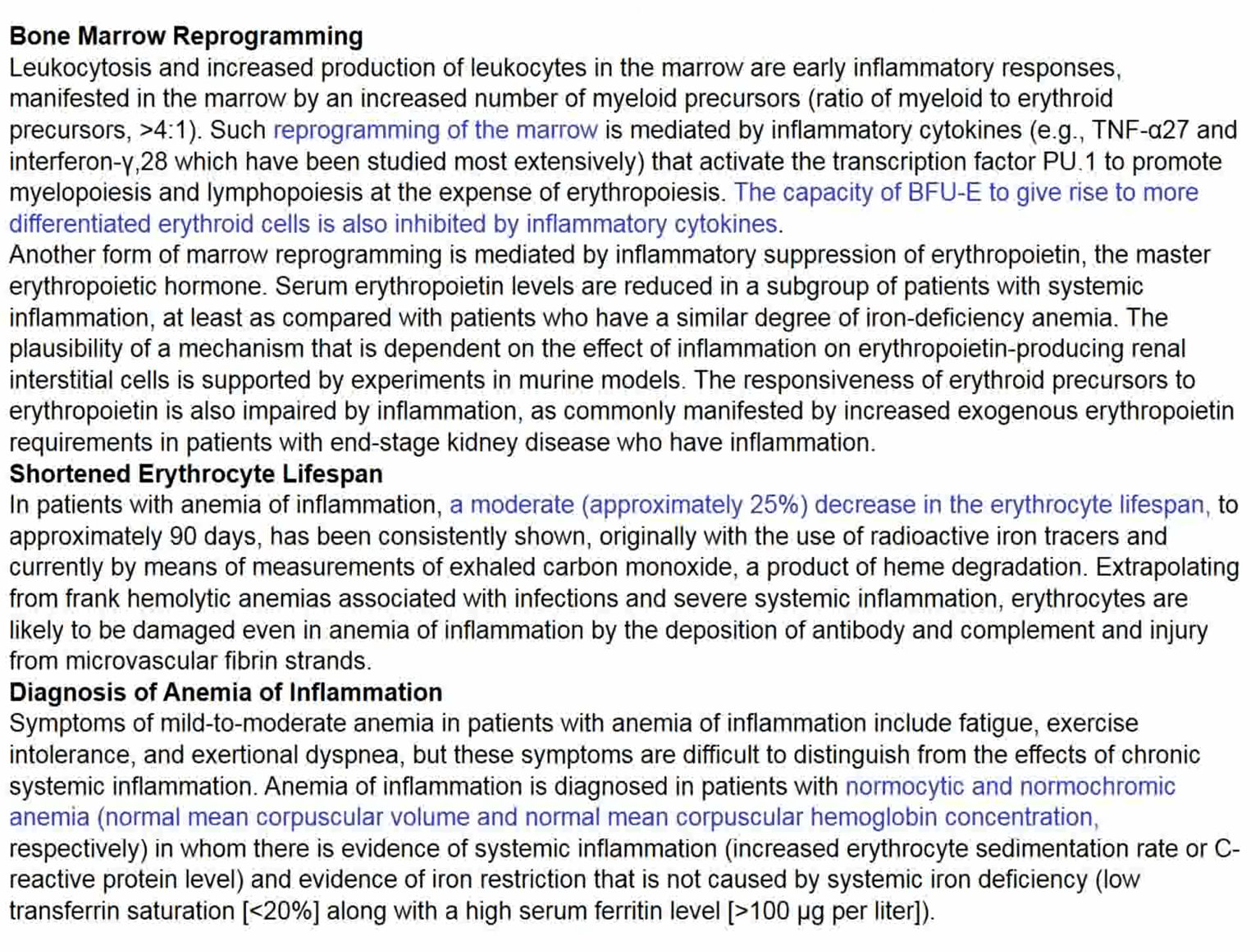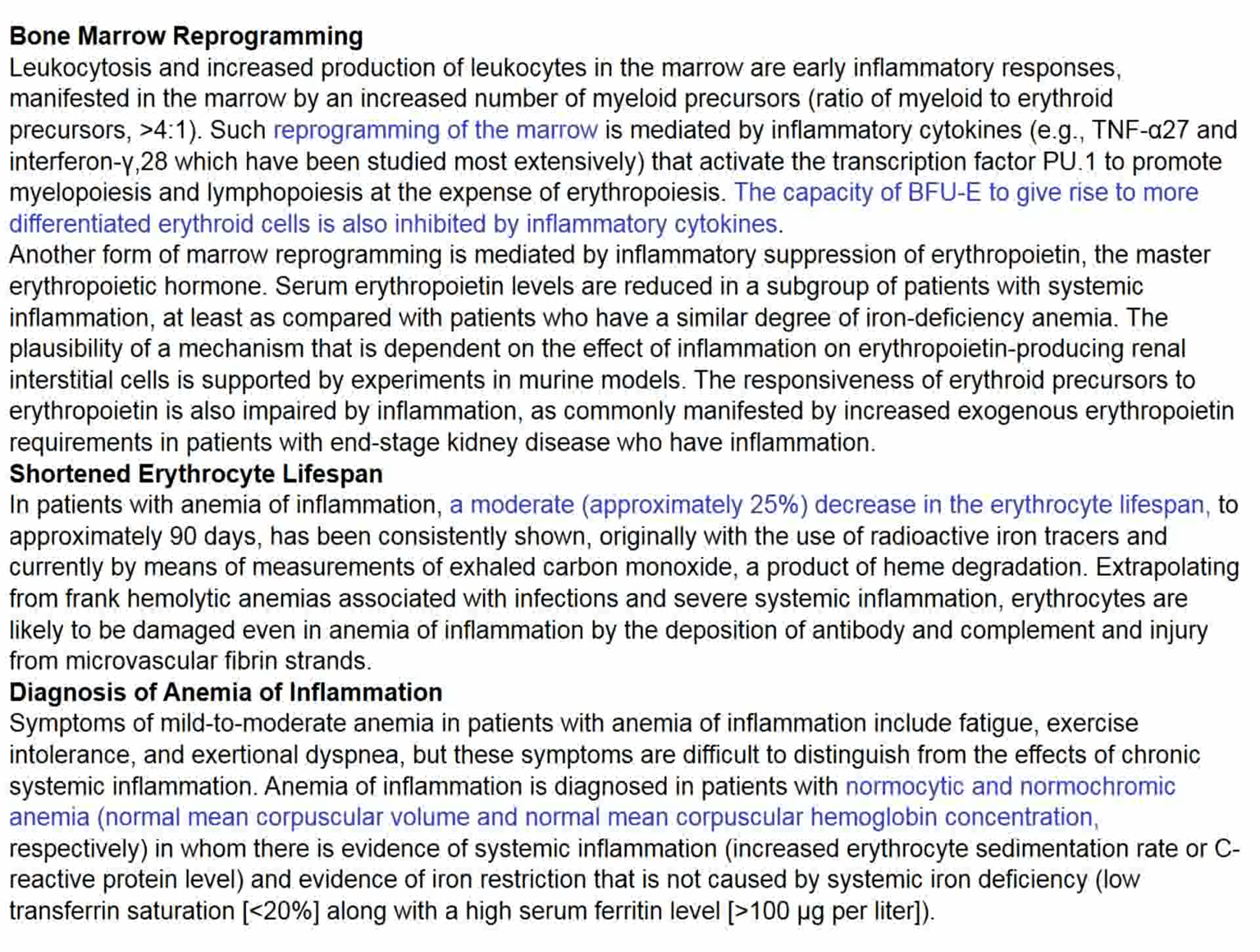There's also approximately a 25% decrease in erythrocyte lifespan in response to the anemia of chronic disease. You'll recall that erythrocyte lifespan is generally 120 days, so that we can expect the erythrocytes under these conditions to live less than 90 days.